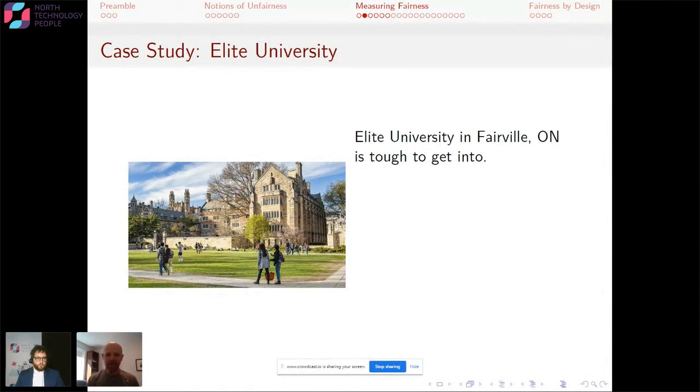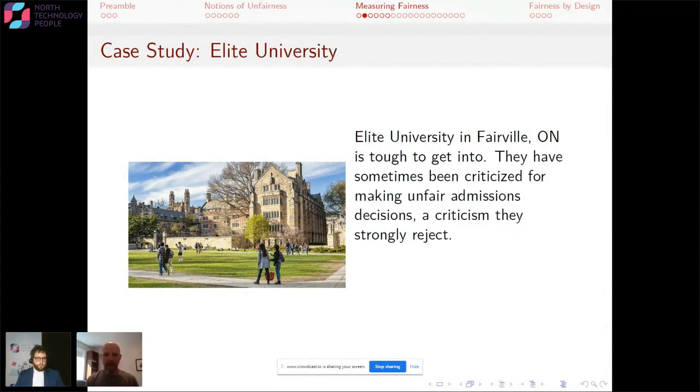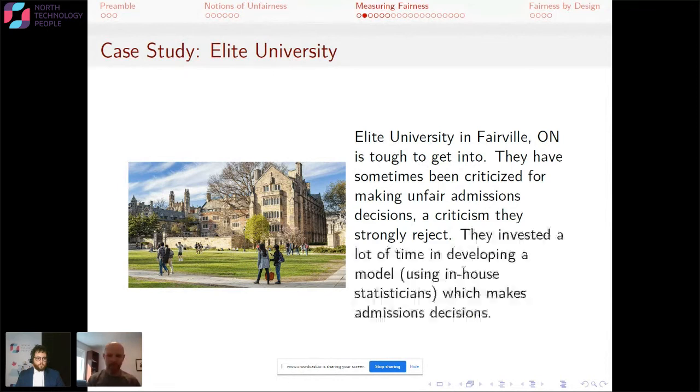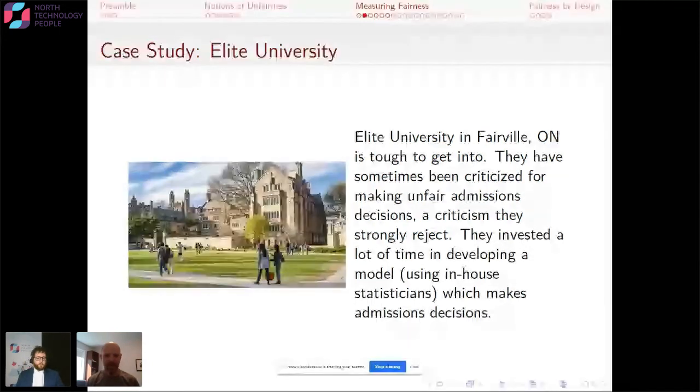So we've got Elite University, located in Fairville, Ontario, and it is very prestigious and hard to get into. They've been criticized for making unfair decisions in their admissions process, and they want to make sure that they act in fairness going forward. So they invested a lot of time in developing a model with their in-house statisticians that will make their admission decisions, or at least the first steps, filtering for them.